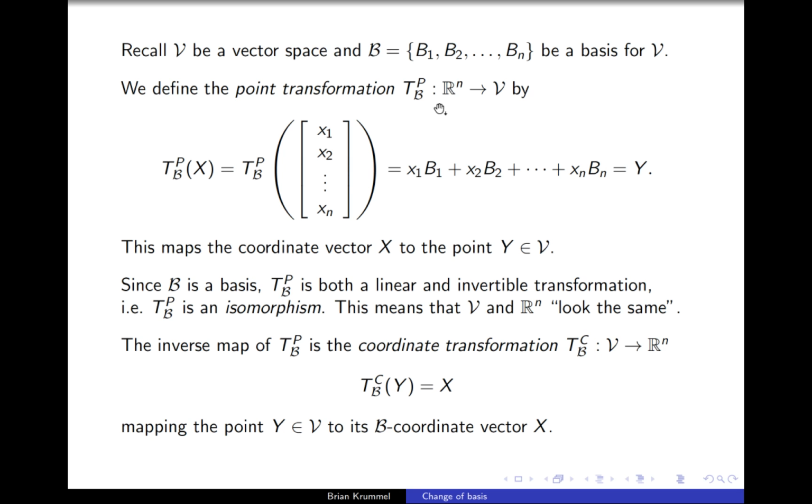So let's see. The point transformation mapped from Rn to V by mapping the coordinates to the point. So now the coordinate transformation does the reverse. It maps from V to Rn by mapping the point to its coordinates.